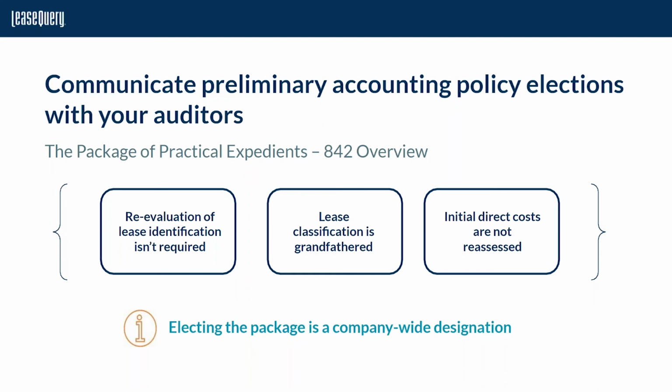Again, these must all be elected as a package, and the package must be applied entity-wide as a policy, not to specific leases or specific types of leases. The one last item to note with these practical expedients is it is not permission to grandfather in any errors made under ASC 840. Said another way, if you missed identifying a significant embedded lease under ASC 840, it should be recorded under ASC 840 prior to transition to 842 to prevent an error in 842.